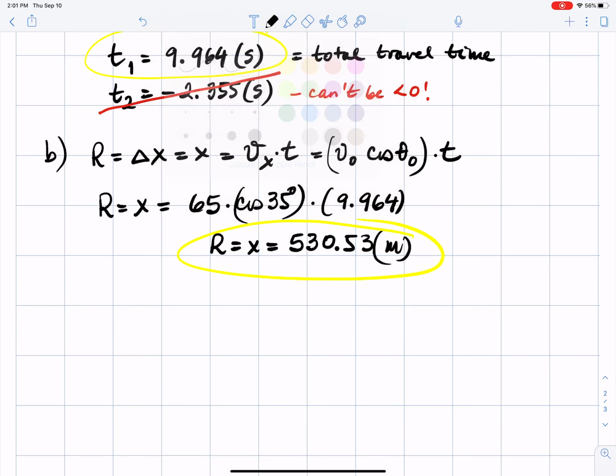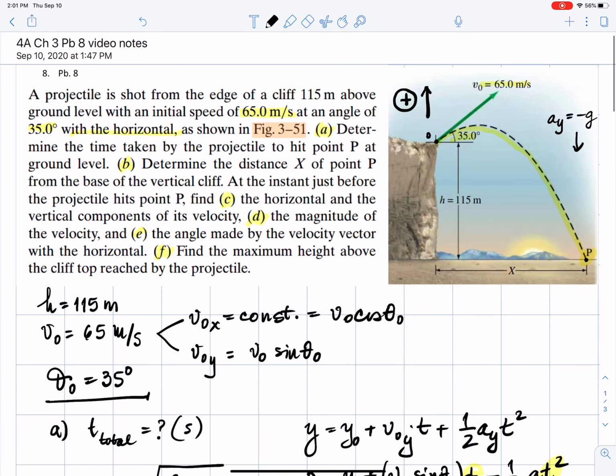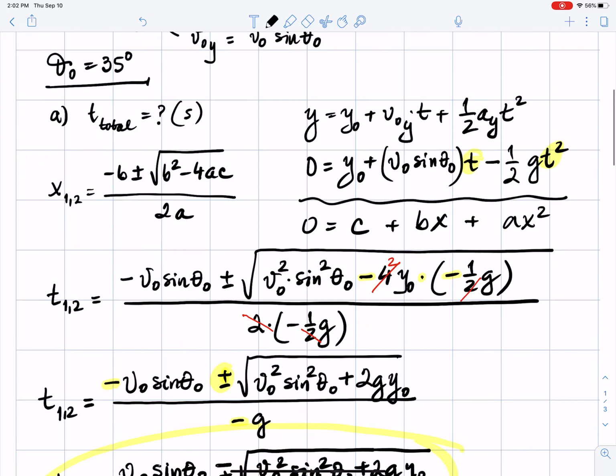Okay, part C of the problem. On part C, you are asked to find the horizontal and the vertical components of its velocity. So essentially, this is another easy one. In other words, you are asked to find the components of the velocity at that point. So let's go ahead and put the components.